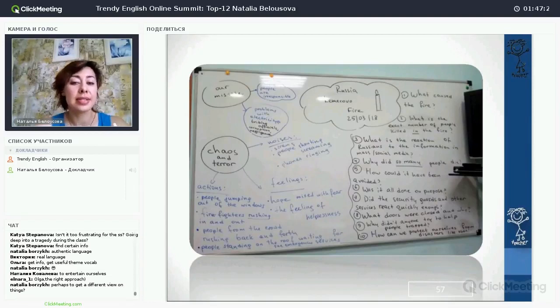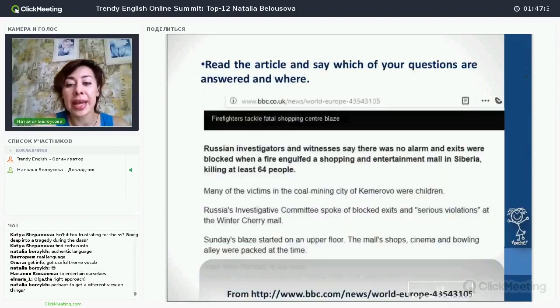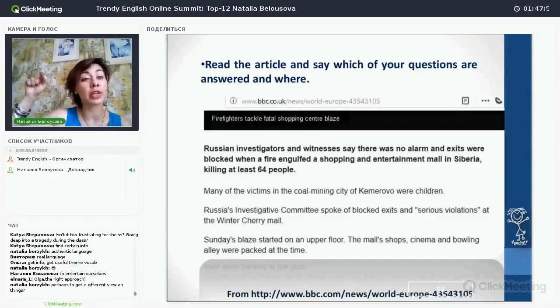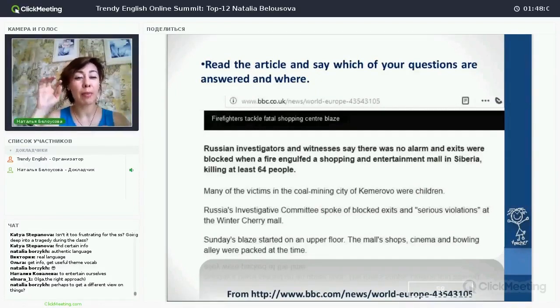Then the next stage was to read the text. So this was the task, and say which of the questions are answered in the article. So notice I didn't ask the students to answer the question straight away, but just to find out which of their questions are answered and where. So what they did was they looked through the text and just put the number of the question next to the sentence or next to the paragraph where they thought this question was answered. And so they sort of mapped out the text like that.